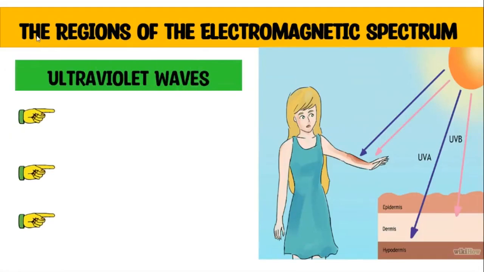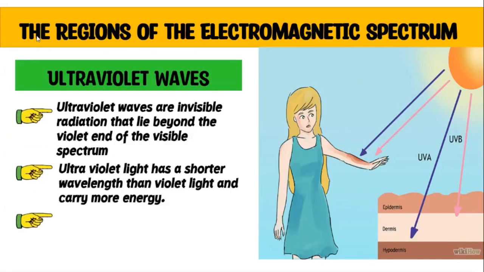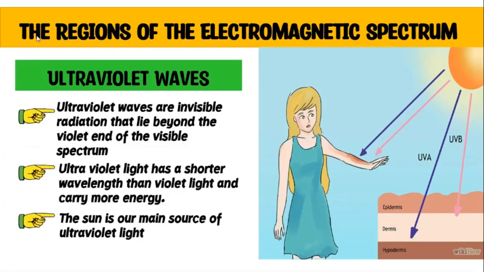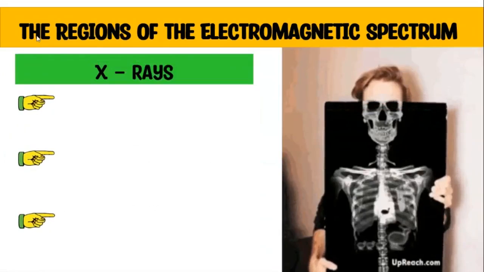Ultraviolet waves. Ultraviolet waves are invisible radiation that lie beyond the violet end of the visible spectrum. Ultraviolet light has a shorter wavelength than violet light and carries more energy. The sun is our main source of ultraviolet light. Next, we have X-rays.